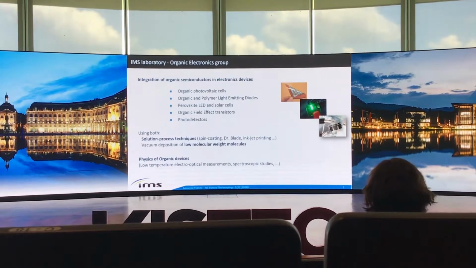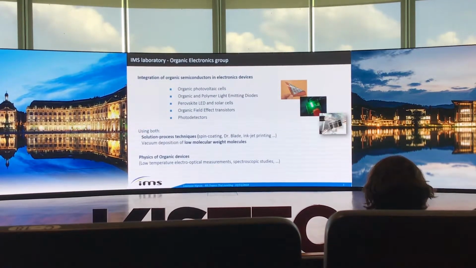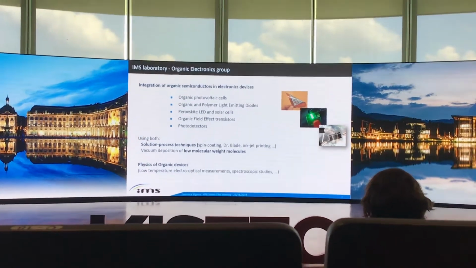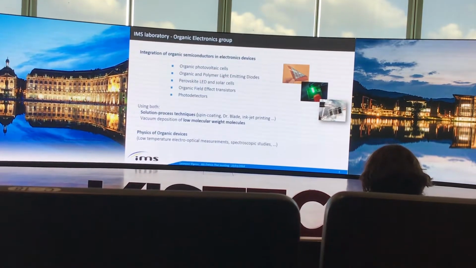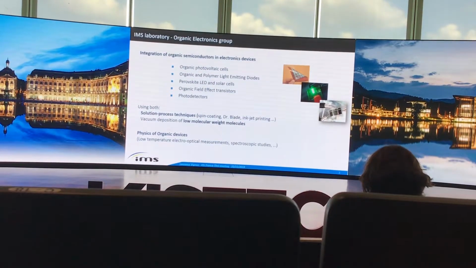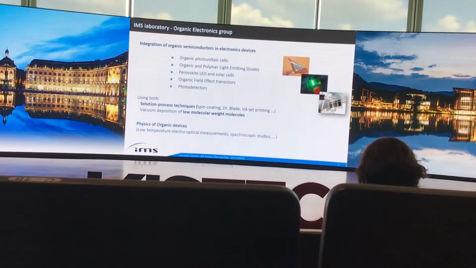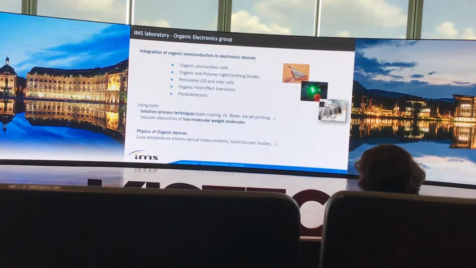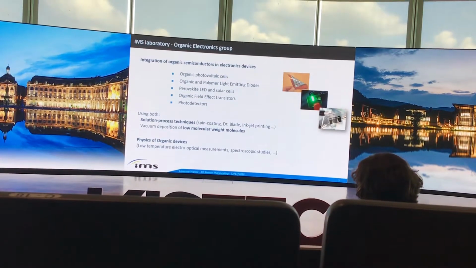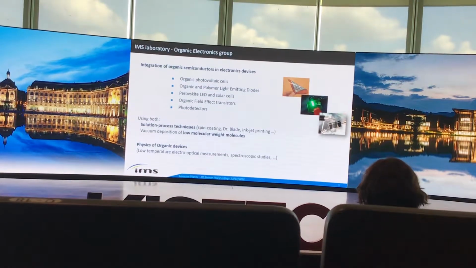In our group, we've had very large activities on organic photovoltaic cells and organic and polymer light emitting diodes. We also now have an activity on perovskite light emitting diodes and solar cells. We also work on organic field effect transistors and photodetectors. We use both solution process techniques or vacuum deposition techniques to deposit the materials. And we also have physicists in the group, so we also have an activity on the physics of organic devices, using, for example, electro-optical measurements at low temperature.